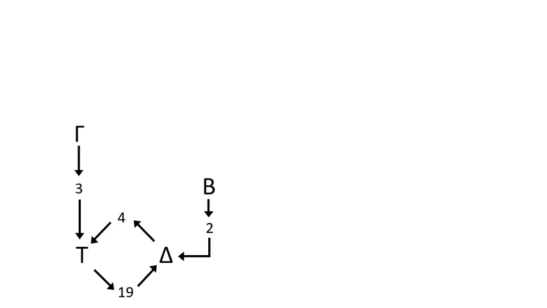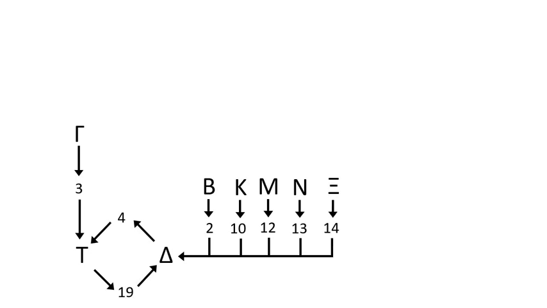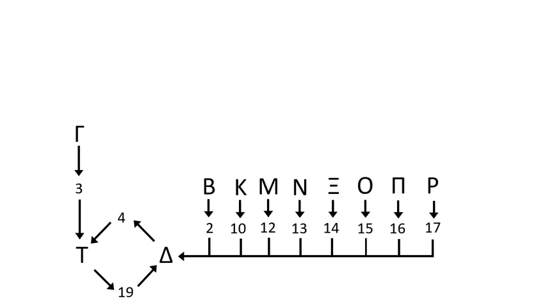The Greek word for 19 starts with delta. Delta is the 4th letter, and the Greek word for 4 starts with tau. And also starting with tau is the Greek word for 3. So that gives us gamma on that side. And on the delta side, we have beta, kappa, mu, nu, xi, omicron, pi, rho, and sigma.